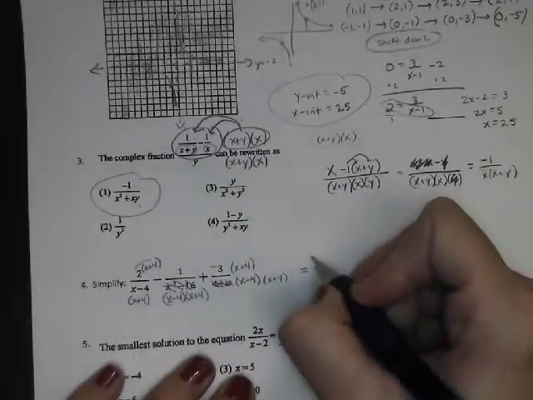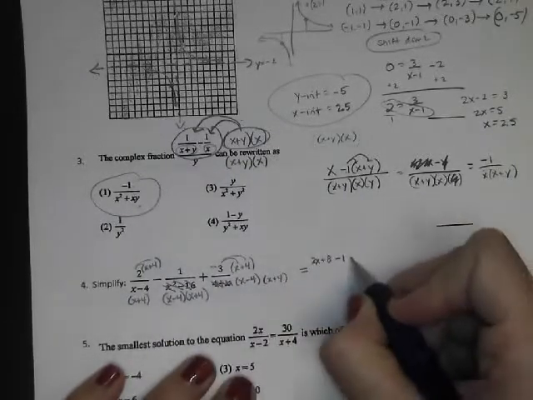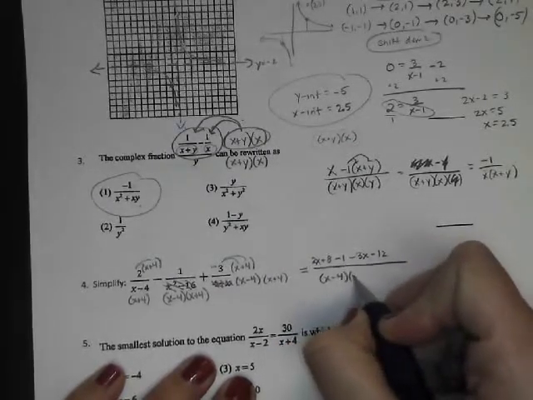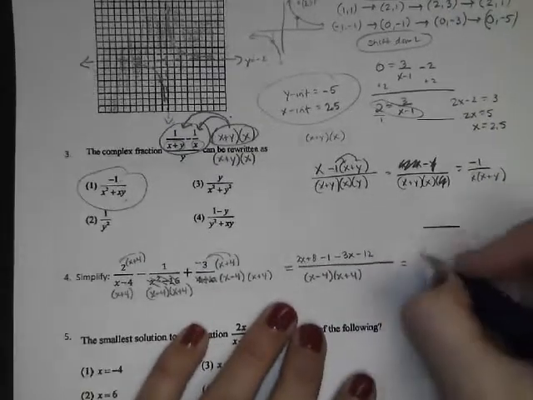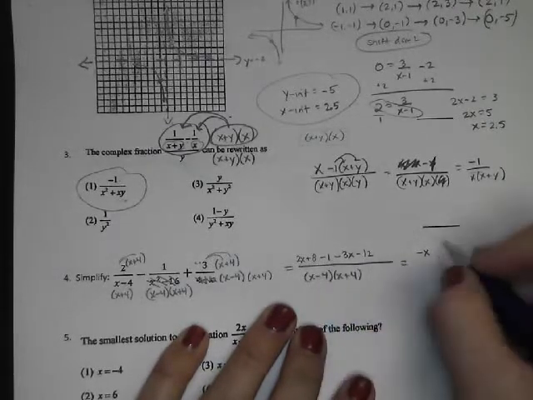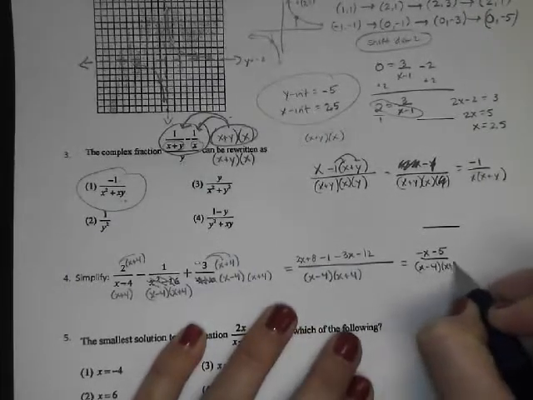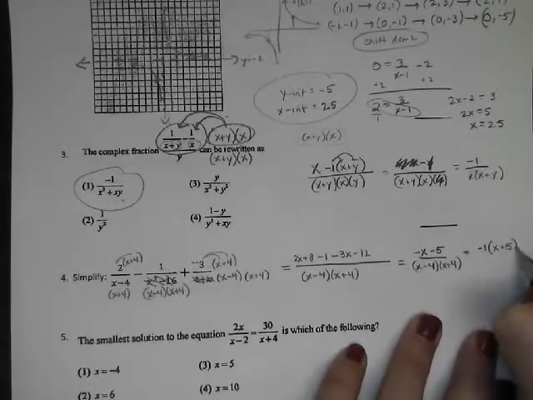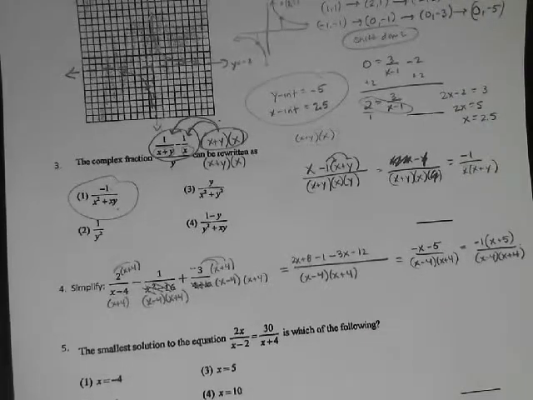So this is 2x plus 8 minus 1. Distribute your negative 3, minus 3x minus 12, all over your common denominator of x minus 4, x plus 4. Simplify that numerator just a little bit more, you get negative x. 8 minus 1 is 7, 7 minus 12 is negative 5. So you may see it like this. You may also see a negative 1 factored out of the top. Either one of these would be an okay final answer.